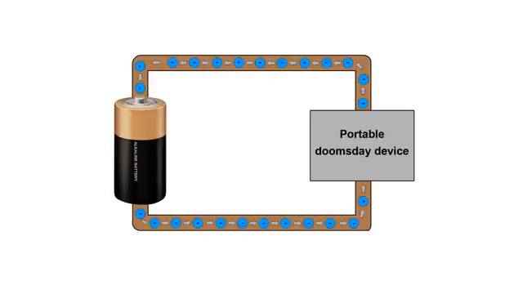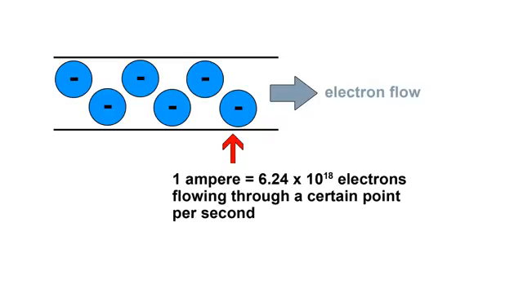When electrons are flowing through something, you can say that electric current is flowing. Now, how do we measure electric current? Well, you've probably heard of the term amp, which is short for ampere. An ampere refers to the amount of electrons that are flowing per second through something that conducts electricity. 1 ampere is equivalent to 6.24 times 10 to the power of 18 electrons flowing per second.